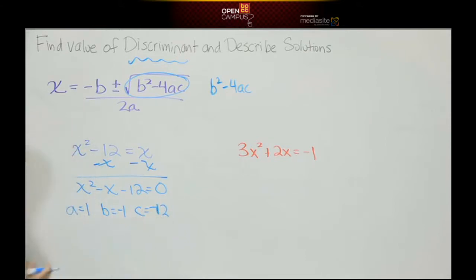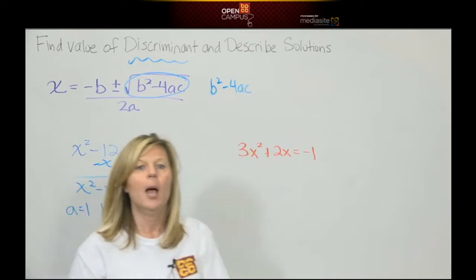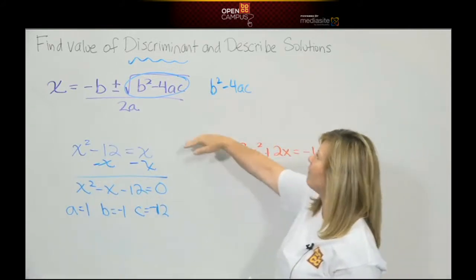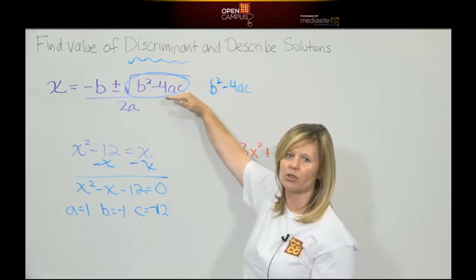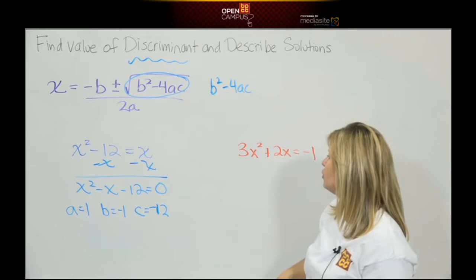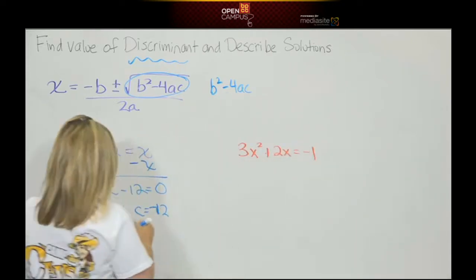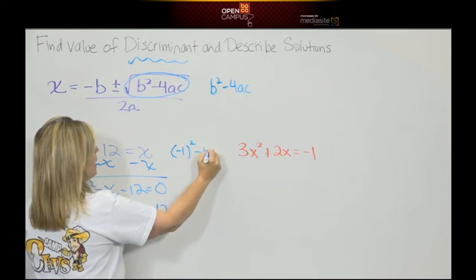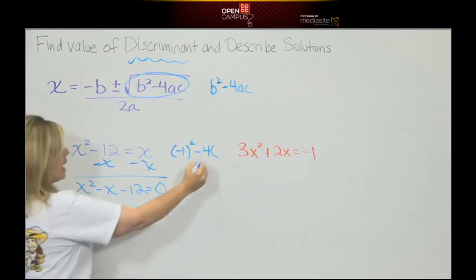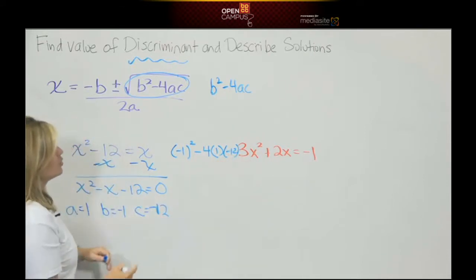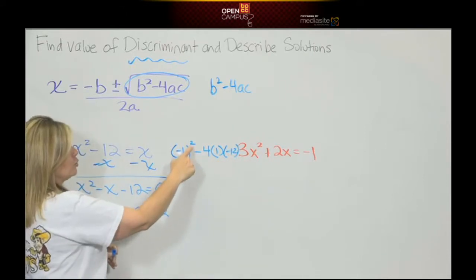So if I was being asked to solve, I would fill in the whole quadratic formula. But just because I'm being asked to describe the solutions, I'm only going to fill in the part underneath the square root, the b squared minus 4ac. So if I do that, my b is negative 1. So I'd have negative 1 squared minus 4. My a is 1. My c is negative 12. So then I do my calculation. I do order of operations.